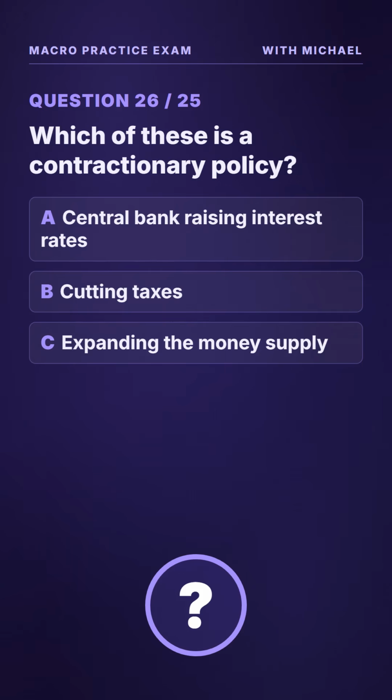Question 26. Which of these is a contractionary policy? A. Central bank raising interest rates. B. Cutting taxes. C. Expanding the money supply.